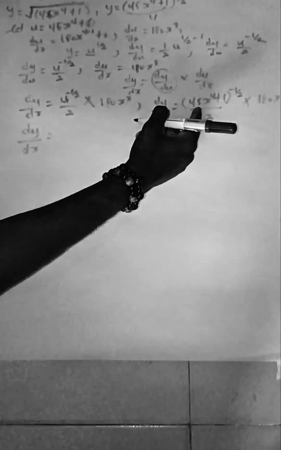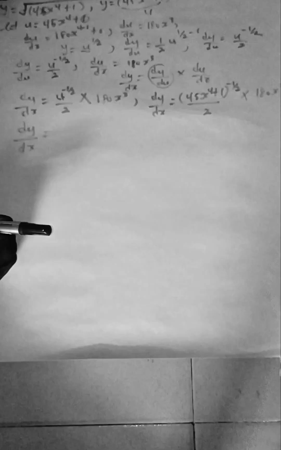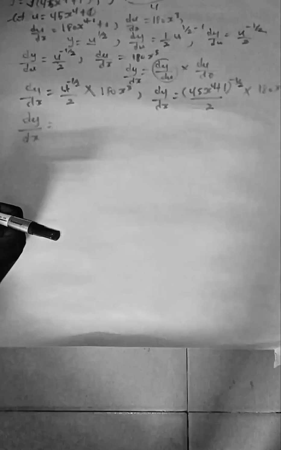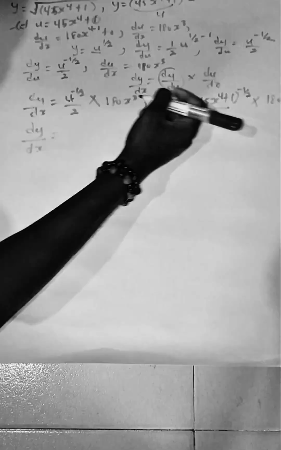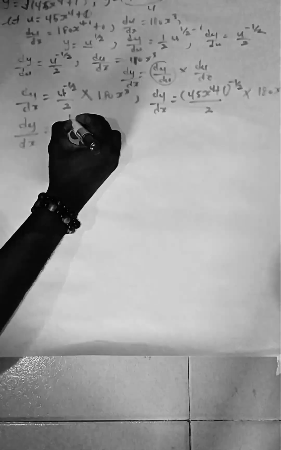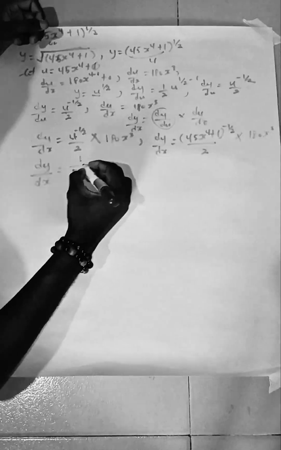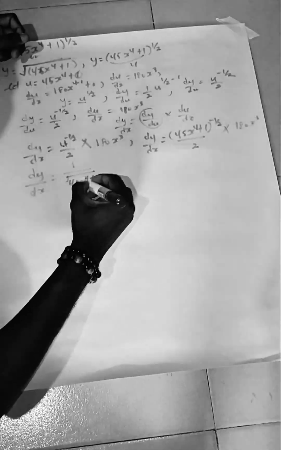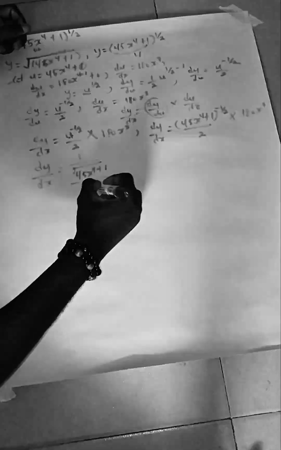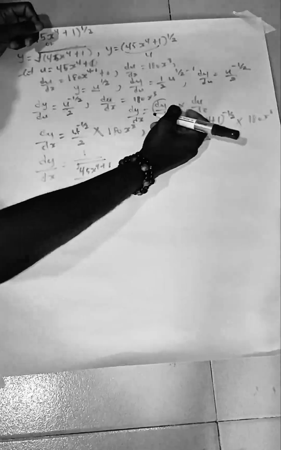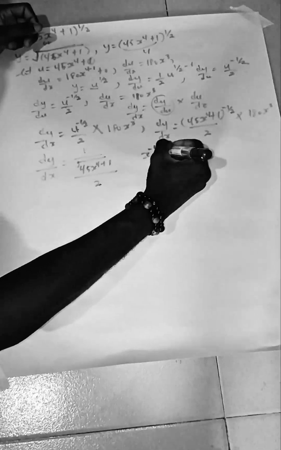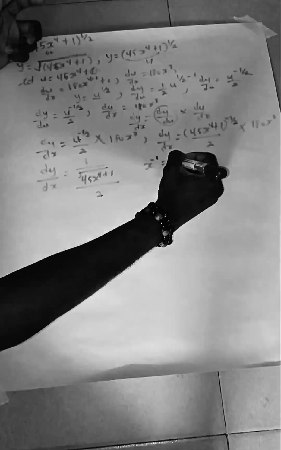So remember I said any value raised to the power 1 over 2 just means the square root of that value, from your laws of indices. So we can rewrite this as 1 over the square root of 45 x raised to the power 4 plus 1, all divided by 2. Why? Because of this minus here. Remember, anything raised to the power minus 1, for instance x raised to the power minus 1, is just equal to the reciprocal of that. That's 1 over x.